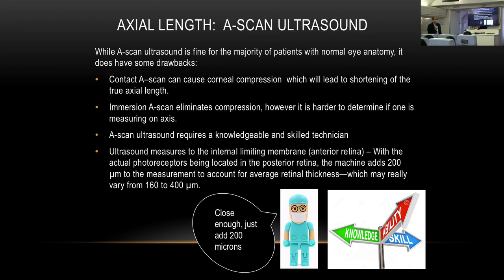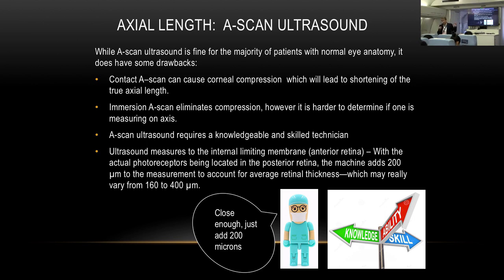And then another drawback to the A-scan ultrasound is that it only measures to the internal limiting membrane. So if we go back to our retinal anatomy and we think about the 10 layers of the retina, we know that the internal limiting membrane is the innermost layer. That's the layer that's in contact with the vitreous. Then there's an important 6 or 7 or 8 different types of cells. And then there's the photoreceptors, the rods and the cones. And those are in the outer retina. And then the bed of the outer retina is the retinal pigment epithelium.